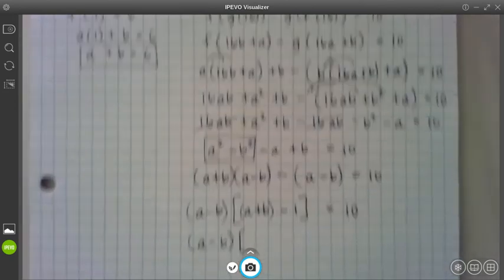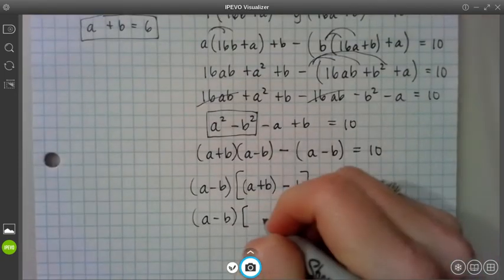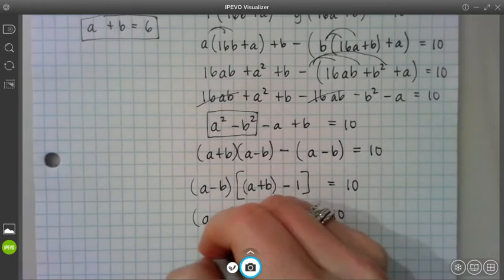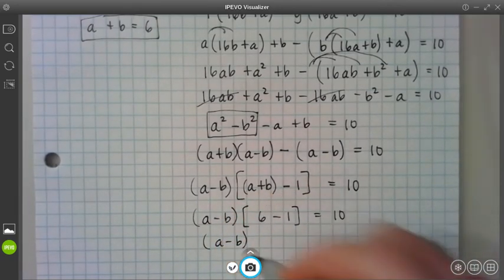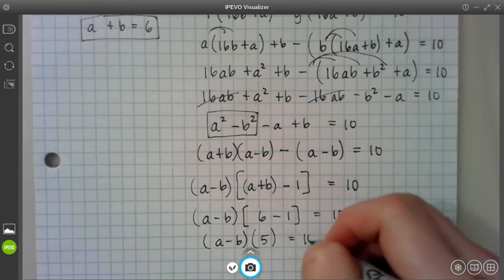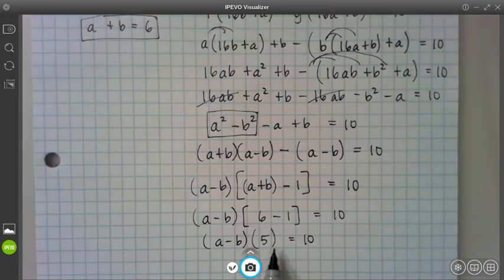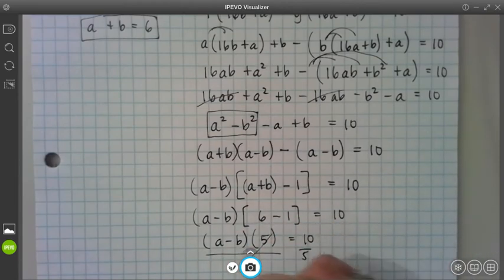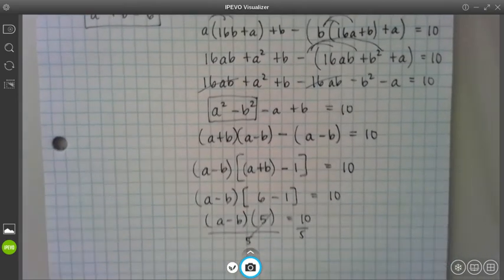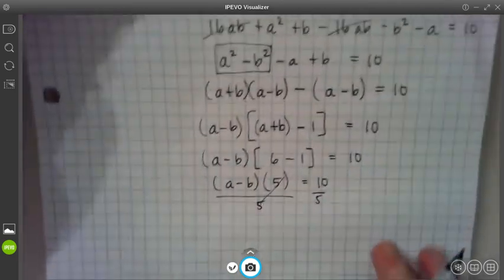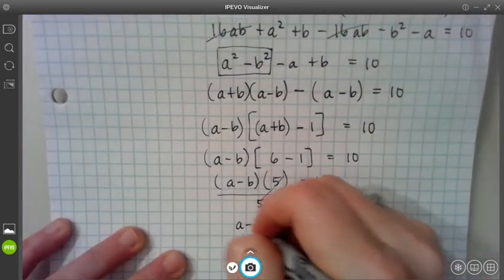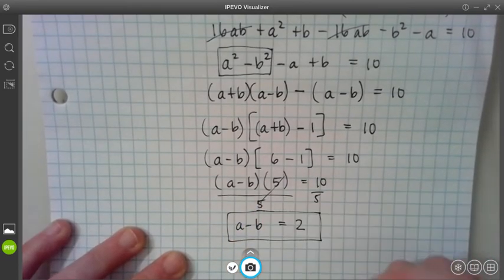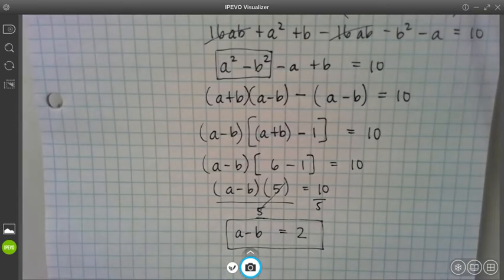So now a plus b is actually 6 minus 1 equals 10. Well, 6 minus 1 is 5, equals 10. So now instead of distributing, I'm going to divide the 5 away to get rid of it. And you're going to be left with, I'm running out of space here, a minus b equals 2. So now I have another equation with a relationship of a and b. So now I have a minus b equals 2.